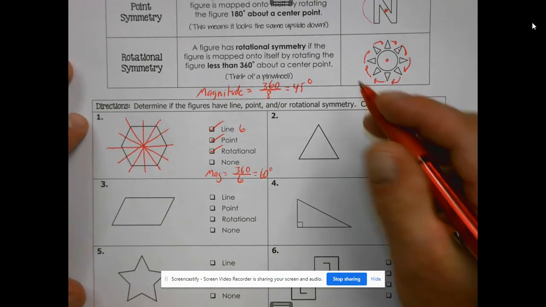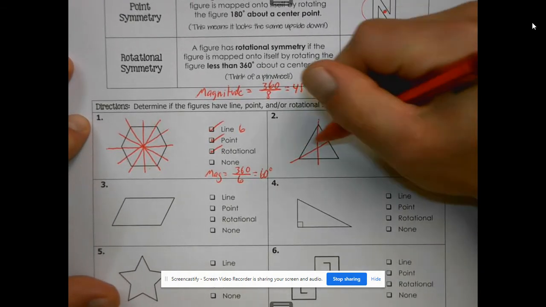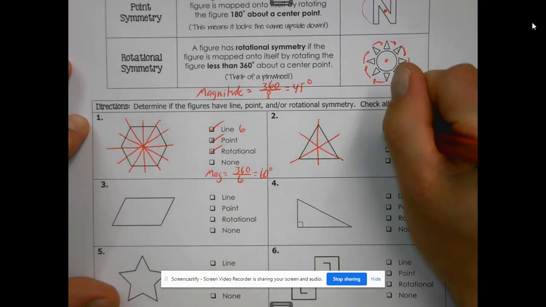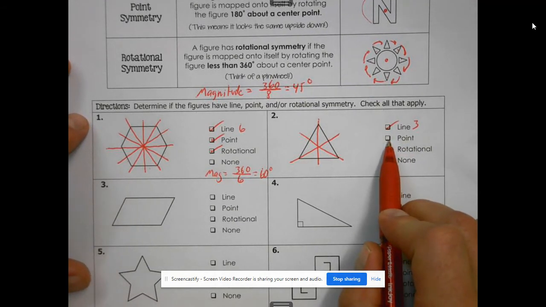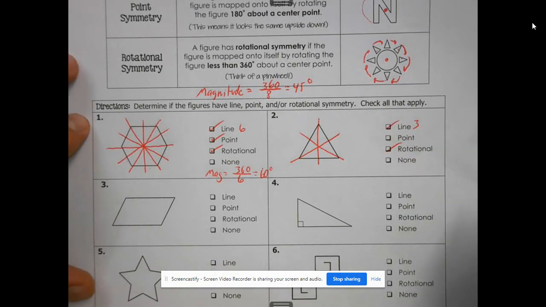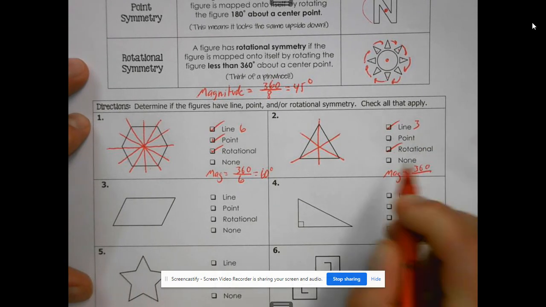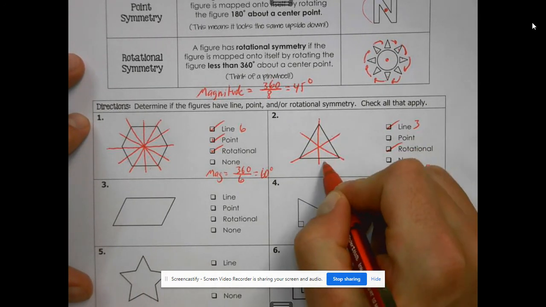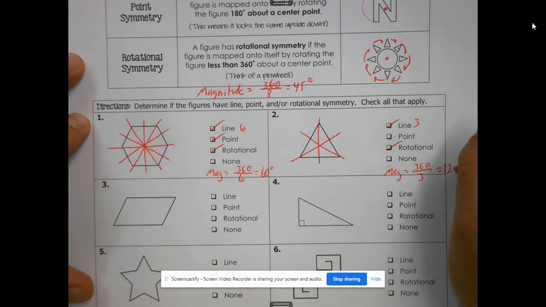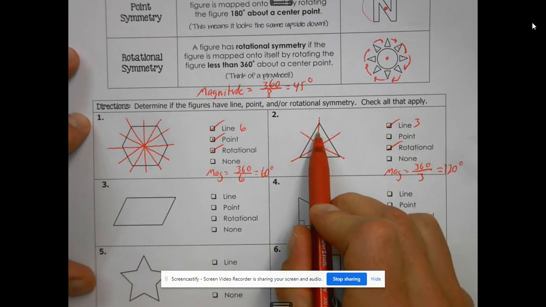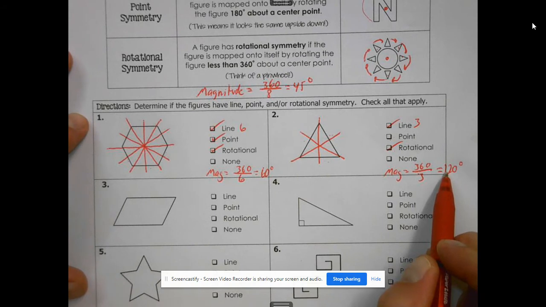Number 2, line symmetry. Oh, you bet. I have 3 lines of symmetry on this triangle. Point. If I flip this triangle upside down, does it look the same? It does not. Rotational? Yes. So for the magnitude, I take 360. In this case, I can rotate it 1, 2, 3 times. So the magnitude for this rotation would be 120 degrees, which means I can rotate this triangle 3 times at 120 degrees to get it back to the original.